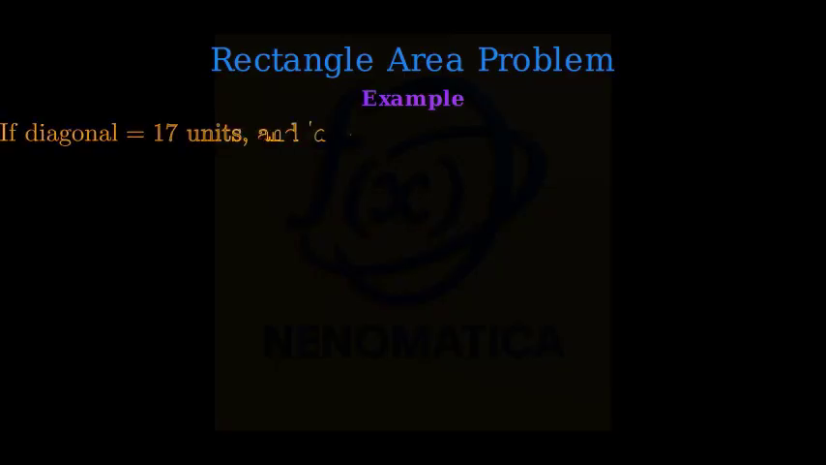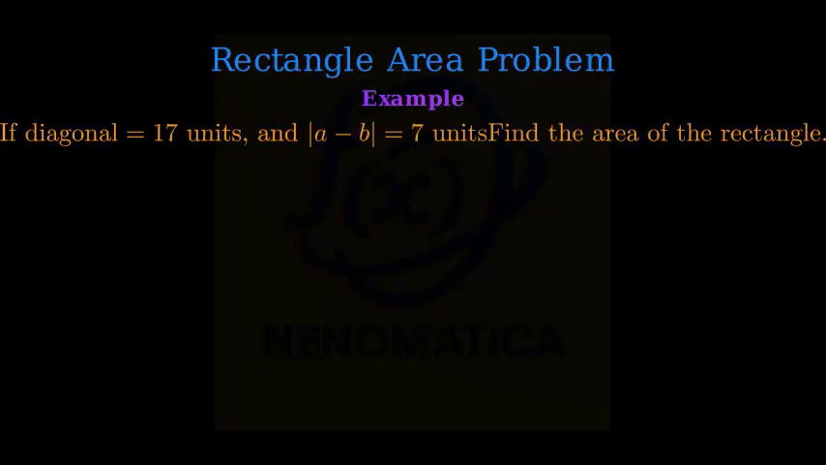In today's video, we'll solve a geometry problem involving a rectangle and the Pythagorean theorem. Let's get started. Let's start with our example. If the diagonal of a rectangle is 17 units, and the difference between its two sides is 7 units, find the area of the rectangle.